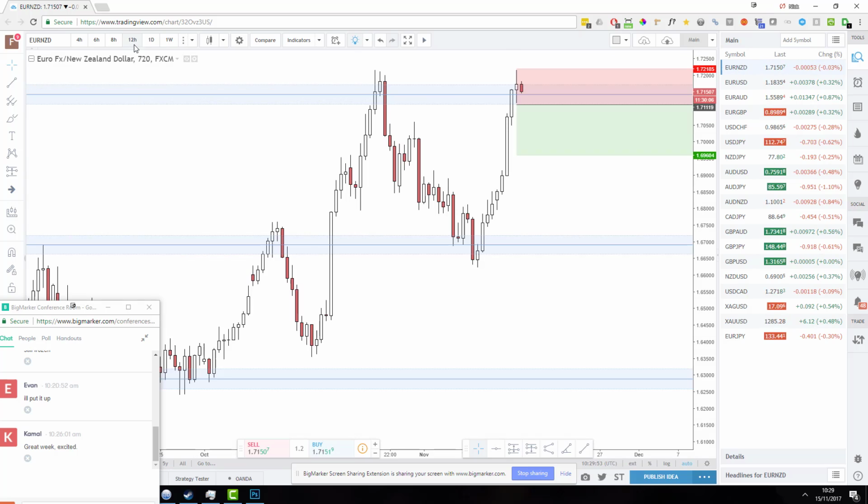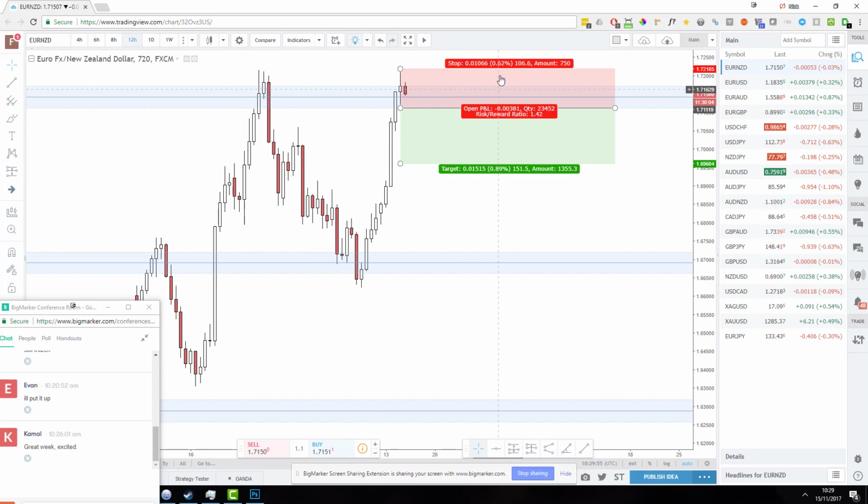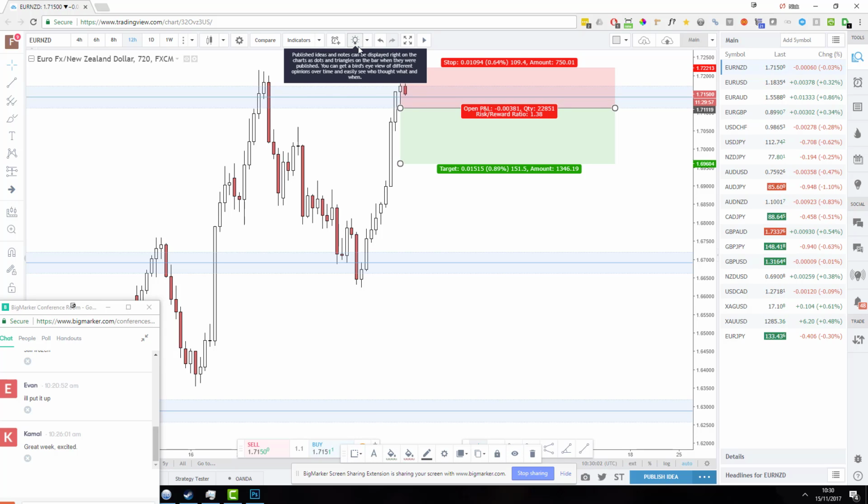Euro New Zealand 12-hour looking solid. I'll update via the forum. And I think that covers it for today's analysis, guys. Is there any questions?